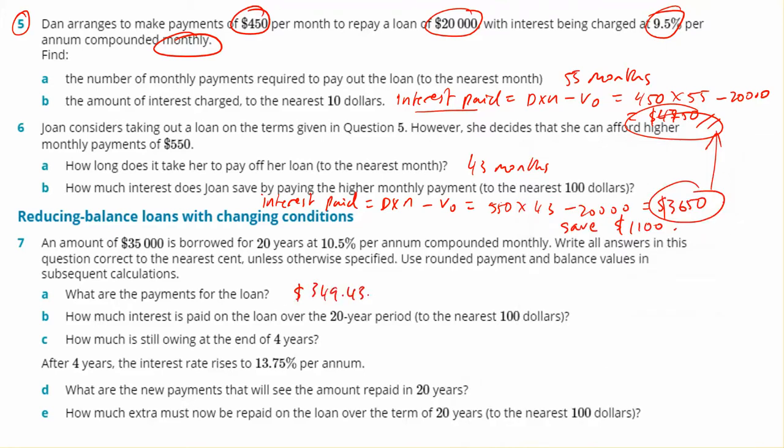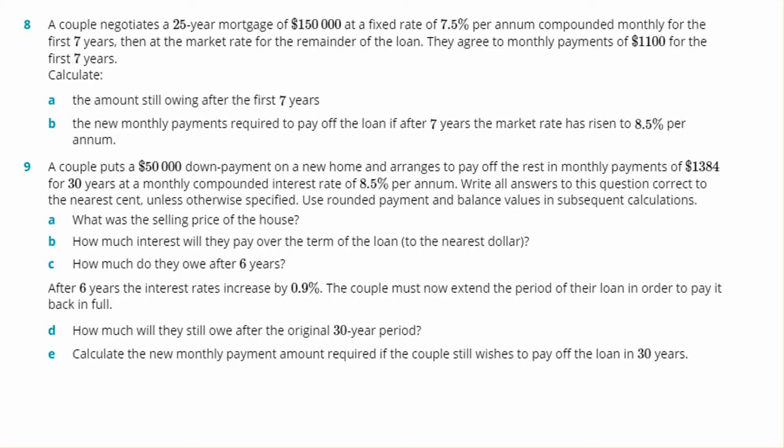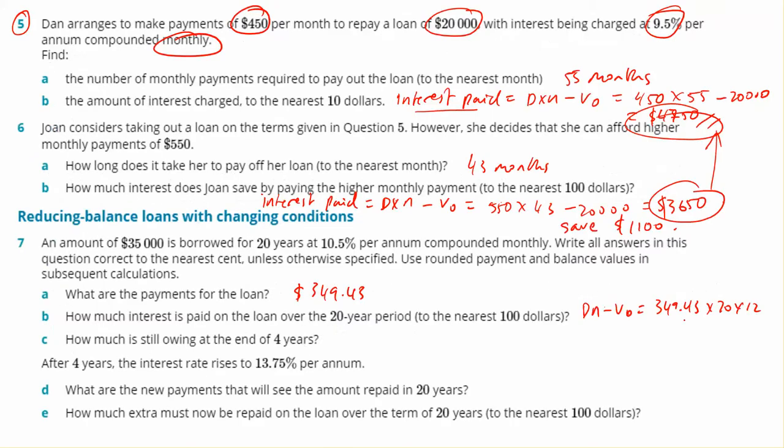349.43. So how much interest is paid on the loan over a 20-year period? Again, use the formula, d times n minus v0. So d is 349.43 minus... dn. Be careful, your n is not 20, it's 20 times 12. This is 20 times 12 months. Then you minus v0, which is 35,000.